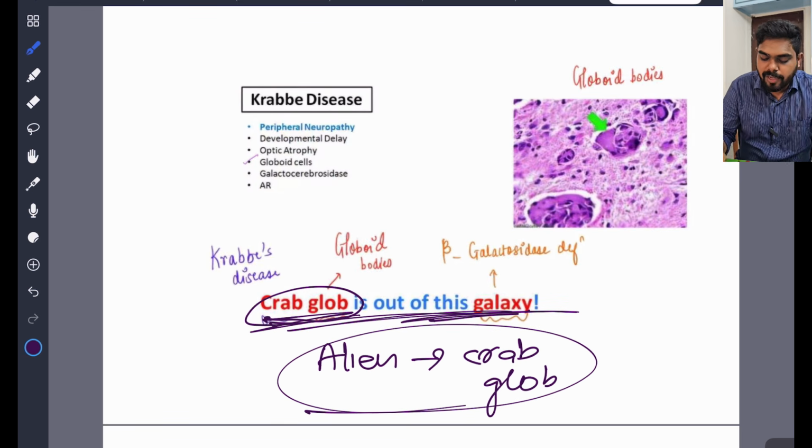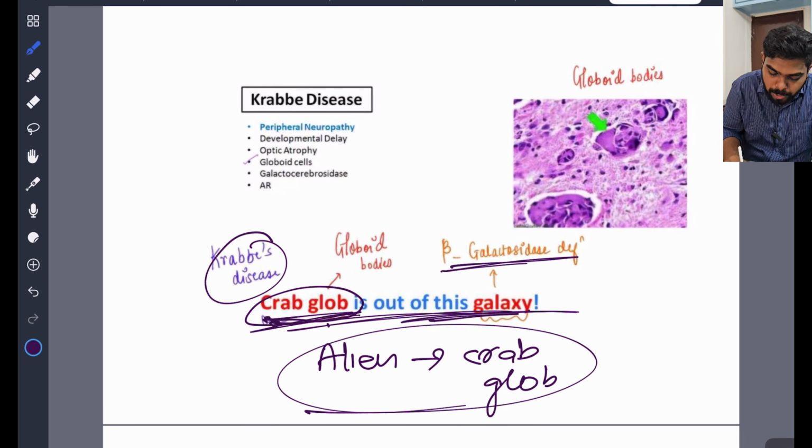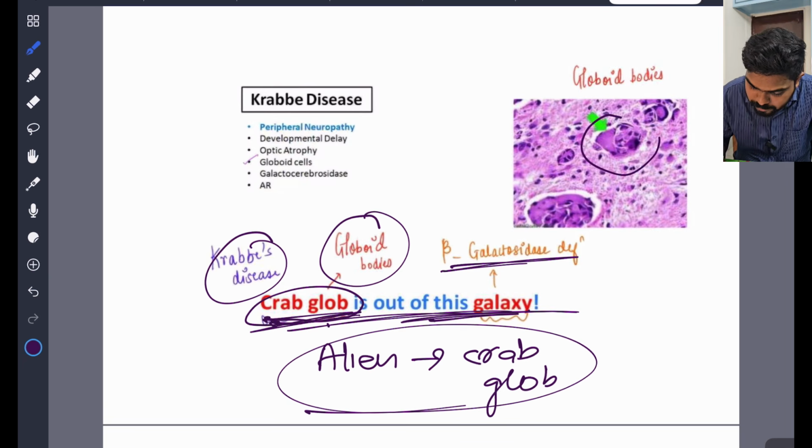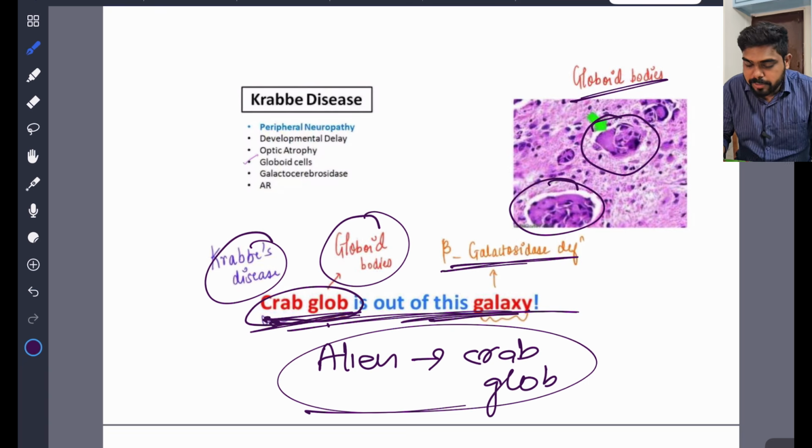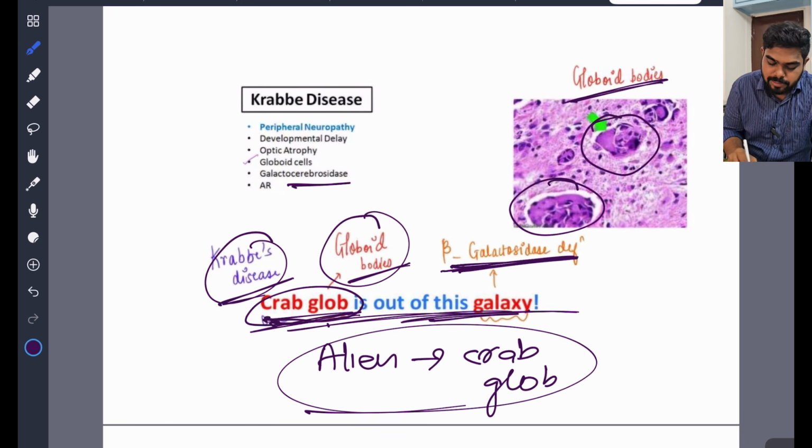So galaxy: beta galactosidase deficiency. Crab globe, Krabbe's disease. Globe is globoid bodies. You can see the globoid bodies here in histopathology, definitely that is the answer. So simple: it is galactocerebrosidase or beta galactosidase deficiency, globoid bodies are seen, Krabbe's disease. So crab globe is out of galaxy.